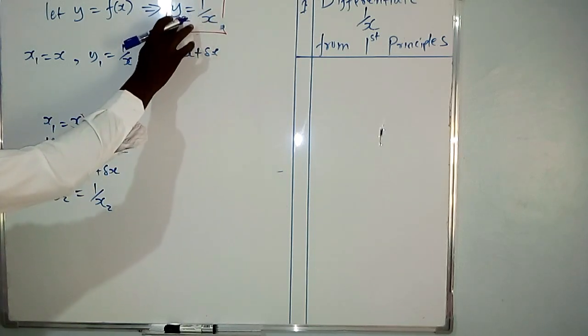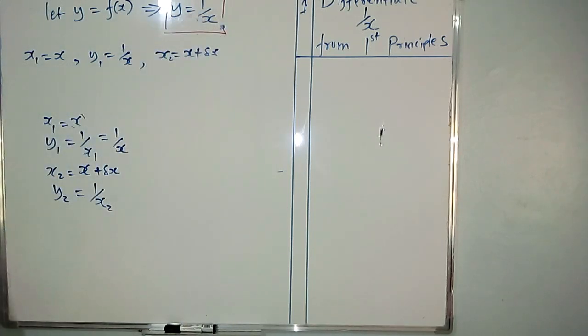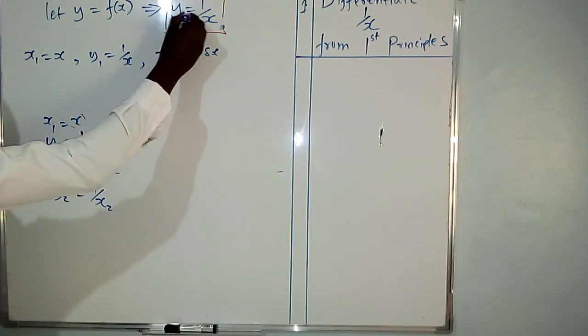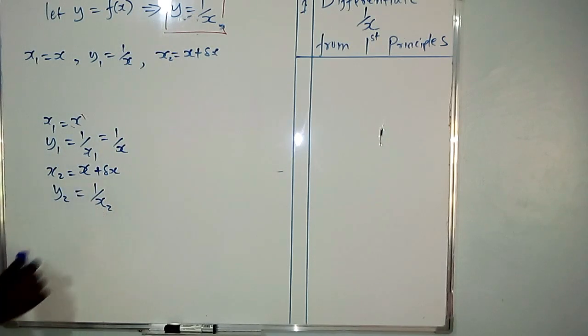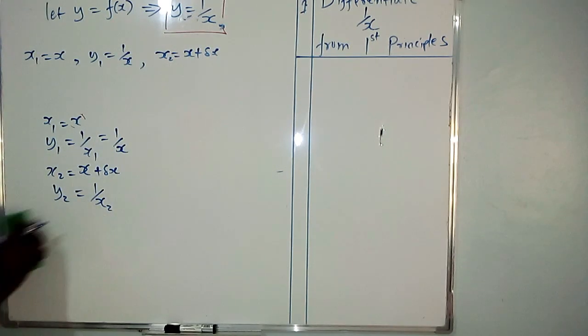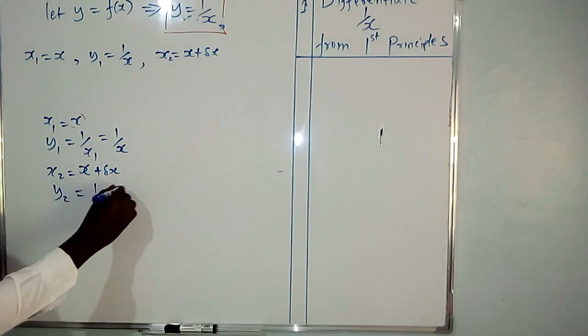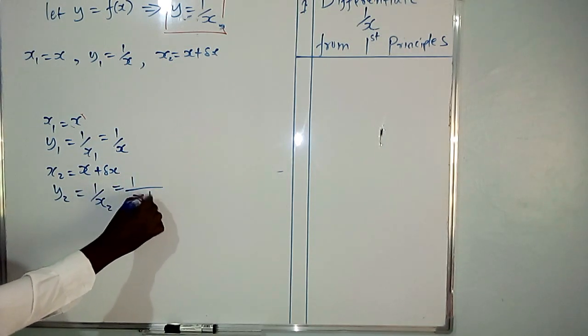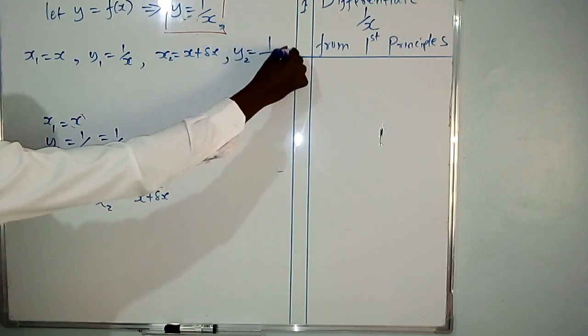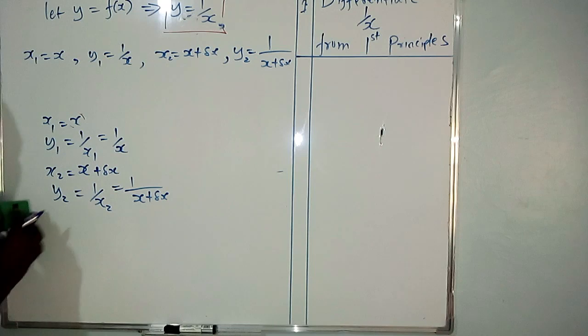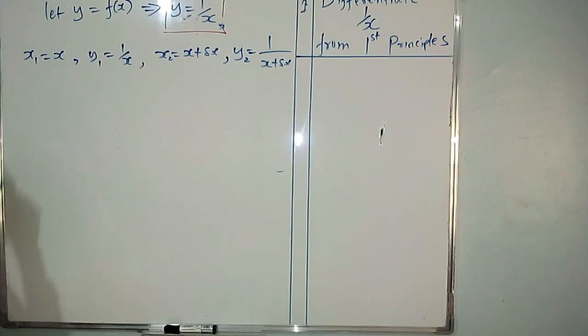So y2 is now 1 over, because this is the function relating x and y, isn't it? Meaning if this is y1, that is x1. If this is y2, that is x2. So y2 is 1 over x2. So what is y2? You put the value of x2. What is x2? x plus change in x. We've now determined all the points, (x1, y1) and (x2, y2). We can now determine the gradient.